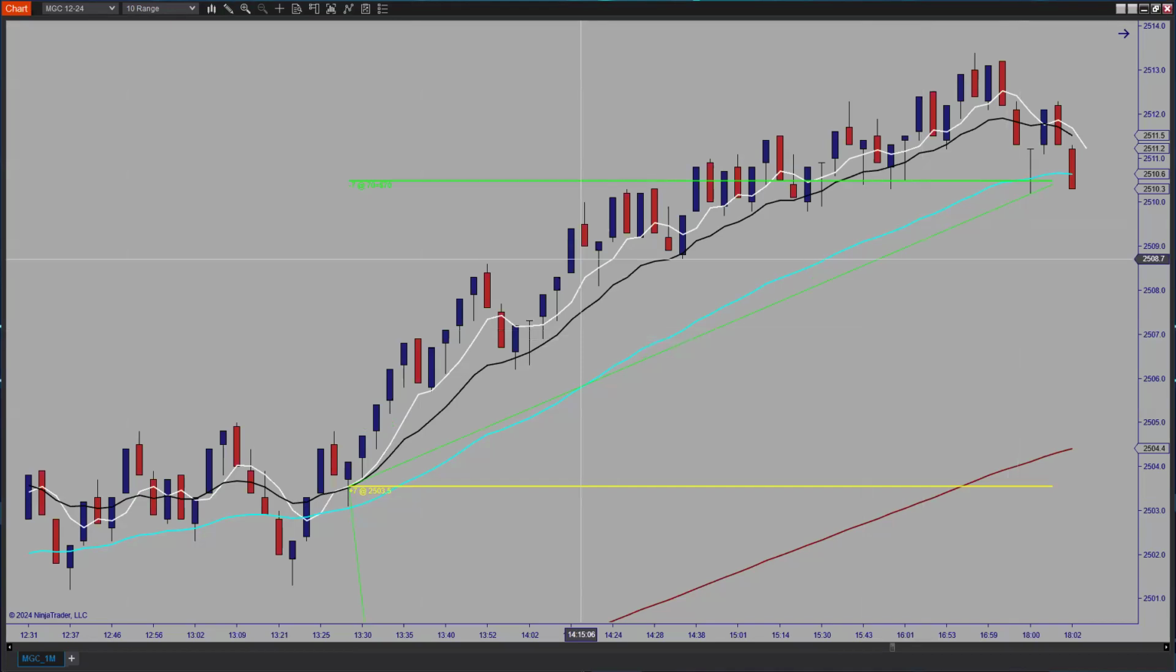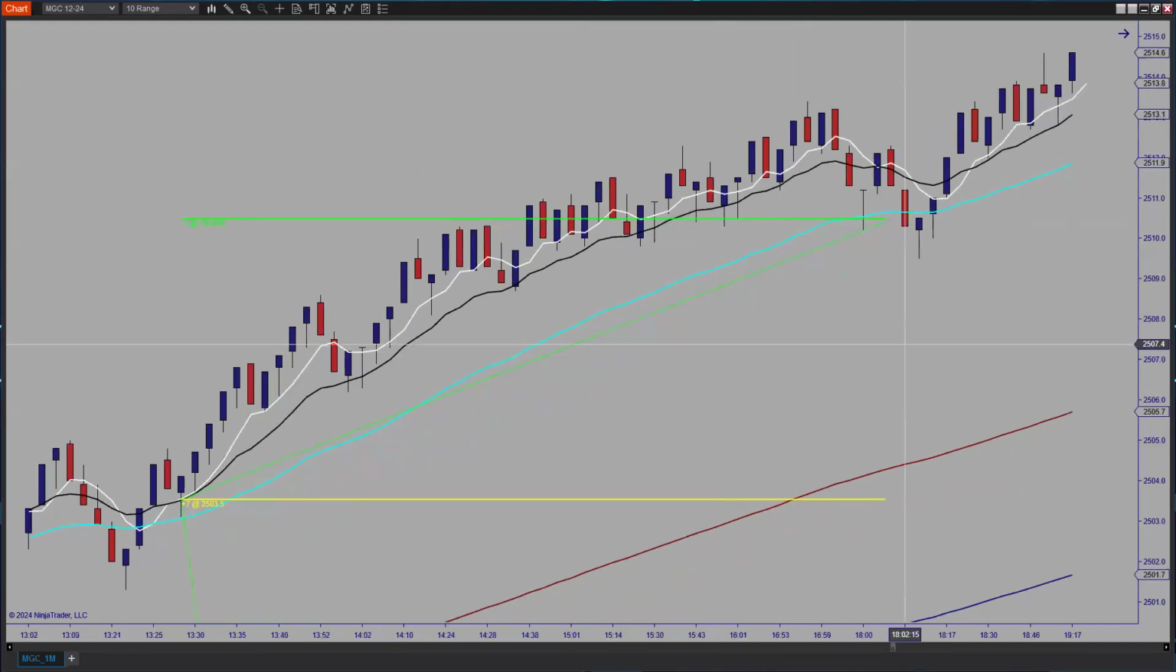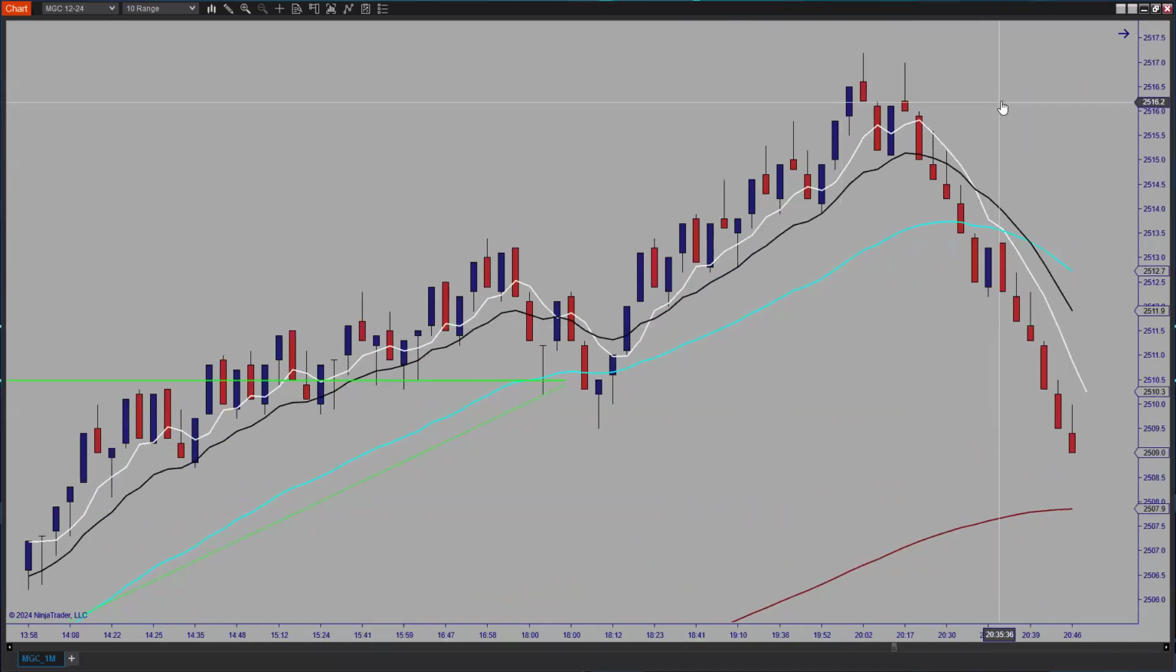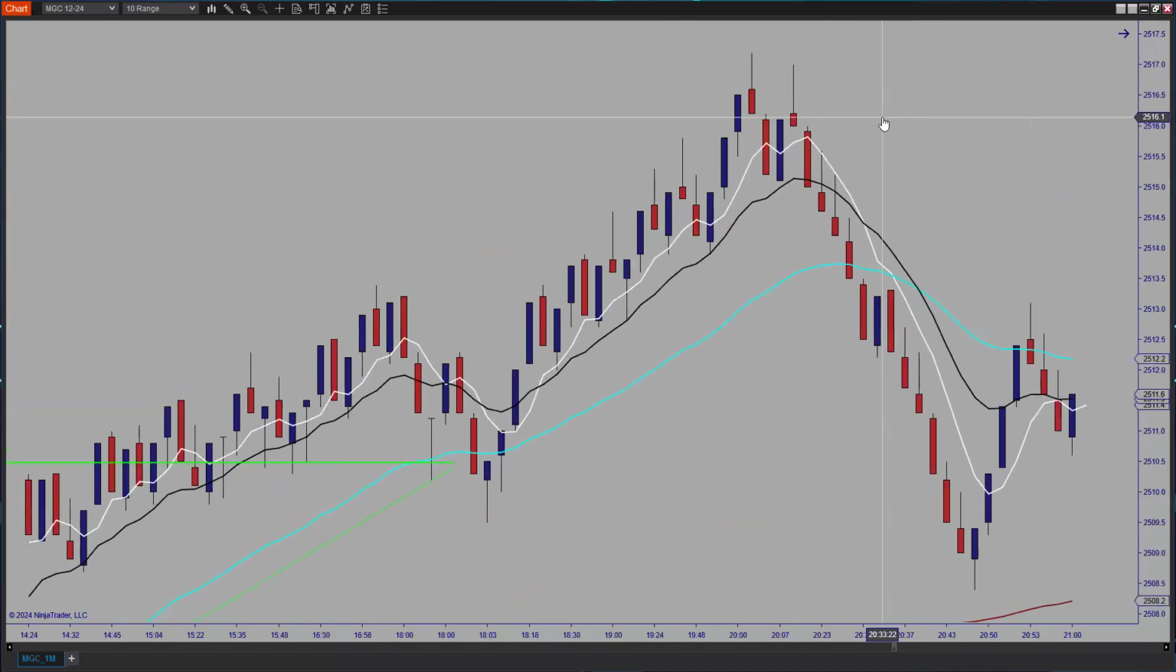So what did you get on this one? Yeah, exactly. So this one is 70 ticks versus 15 risk. So good trade. What about this one? This one doesn't count. Why? Because the 5 didn't cross the 34. This one would be a trend trade or close to it.